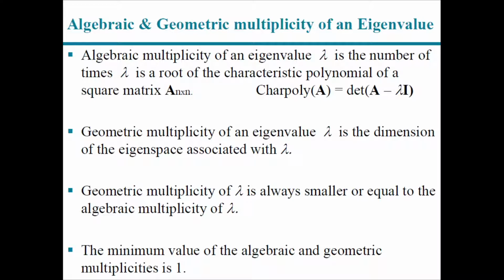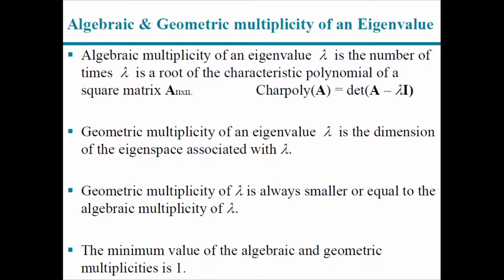Just a reminder, we remember that eigenvalues are roots of the characteristic polynomial of a matrix A. So the characteristic polynomial is here. Then we said the algebraic multiplicity of the eigenvalue is the number of times lambda is a root of the characteristic polynomial. So let's say lambda is a root once, well, then its algebraic multiplicity is 1. If it's a root 7 times, then its algebraic multiplicity is 7.